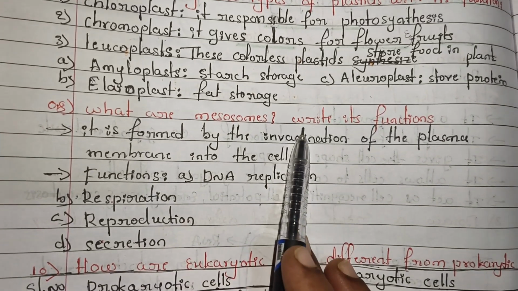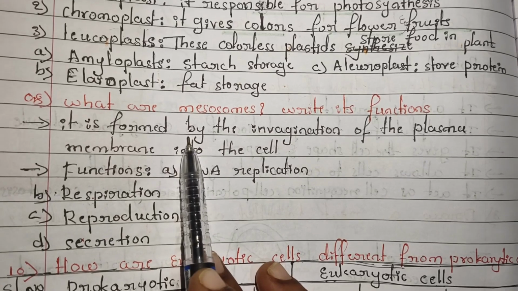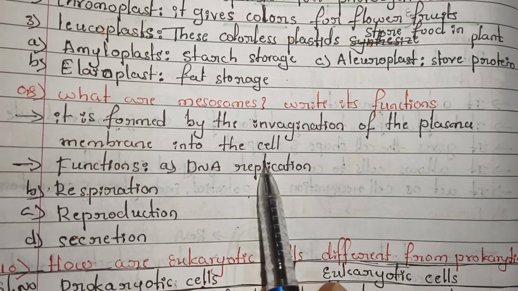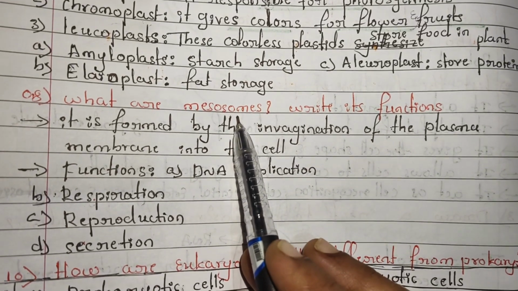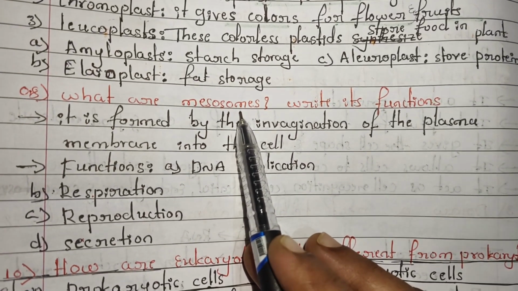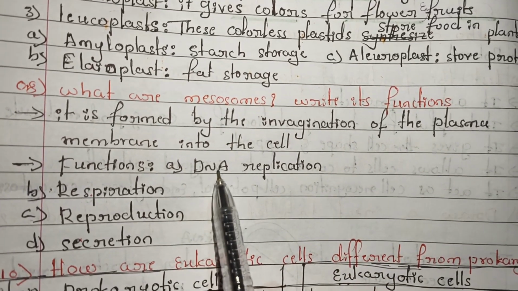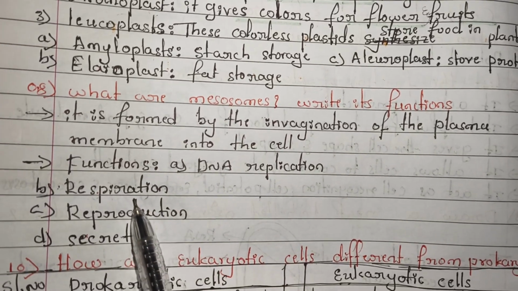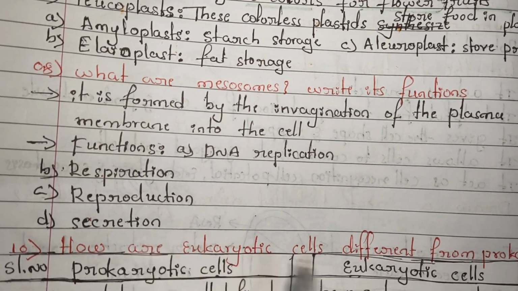And next, what are mesosomes? Write their significance. So it is formed by the invagination of the plasma membrane into the cell. So that invagination we call a mesosome. It is visible in bacteria, that is the prokaryotic cell, and its functions are DNA replication, which means duplication of DNA, and respiration and reproduction, and next one is secretion.